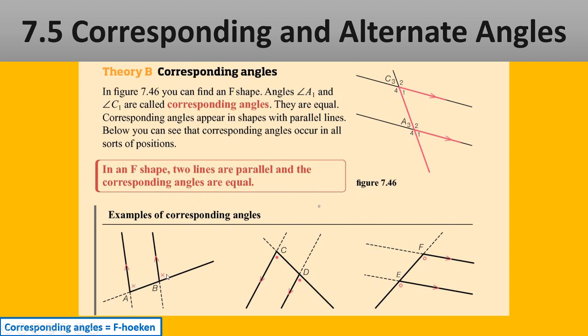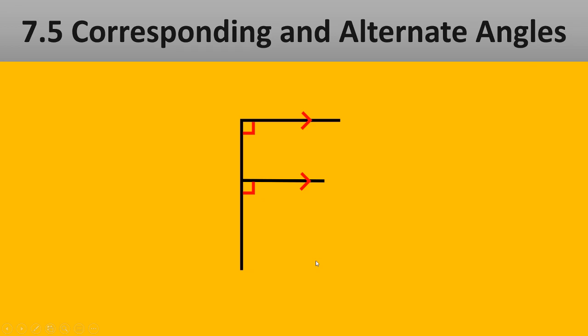This one is equal to this one. This one is equal to this one. So here the F is flipped and turned around, right? This one equals that one. This one equals this one. As long, again, as those two lines are parallel. So here is an example. If it is 90 degrees, then this one is also 90 degrees, right? That's how we draw the letter F.